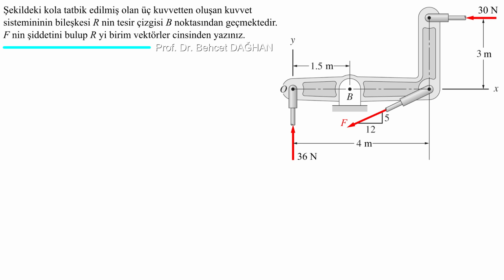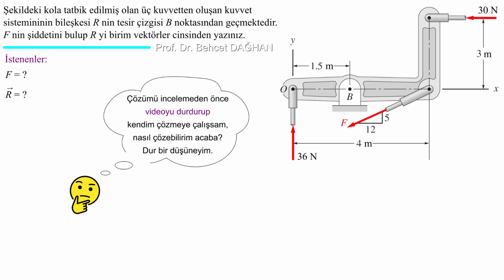Our question: the resultant of the force system consisting of three forces applied to the arm in the figure, the line of action of R passes through point B. Find the magnitude of the force F and write R in terms of unit vectors. Now, before moving on to solving this problem, I recommend you to think about how to solve this problem. If you do this, I think you will understand the problem better.